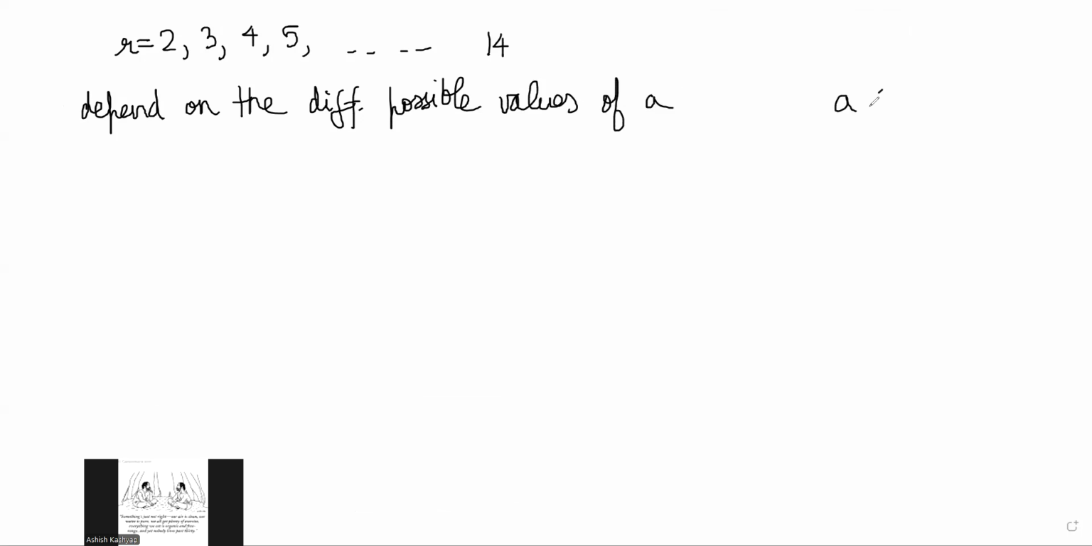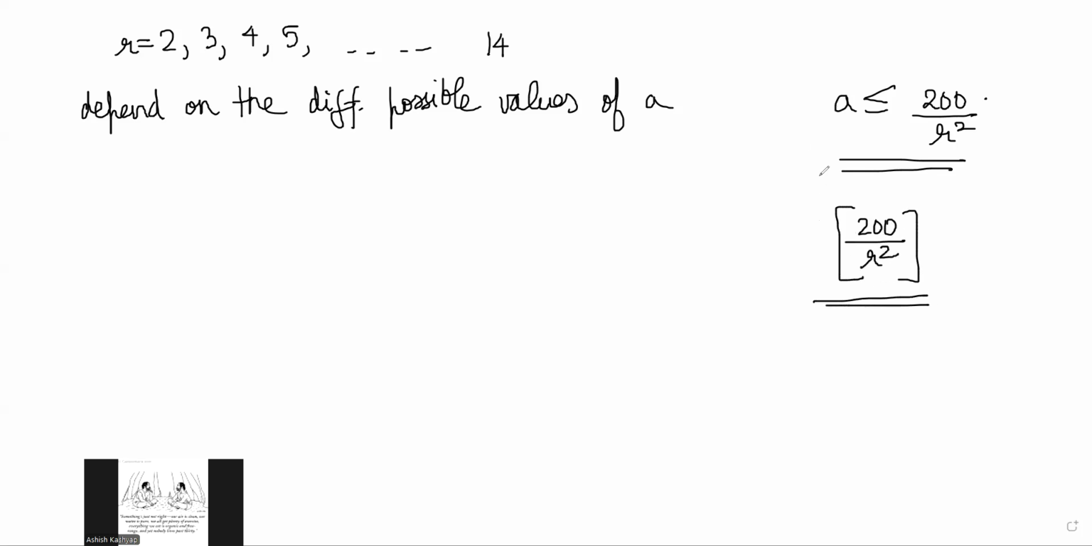And the number of different GPs will depend on the different possible values of A, because A is less than or equal to 200 by R square. So the number of different possibilities of A would be GIF of 200 by R square. This number will count all the different possible values of A starting from 1, right?